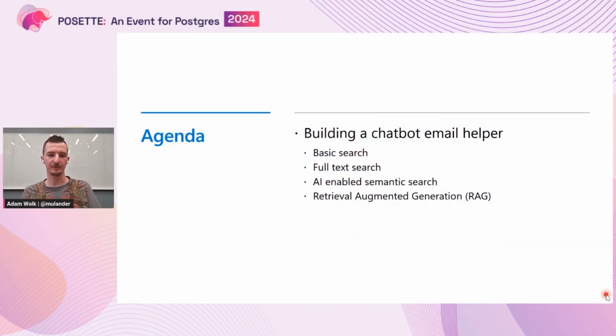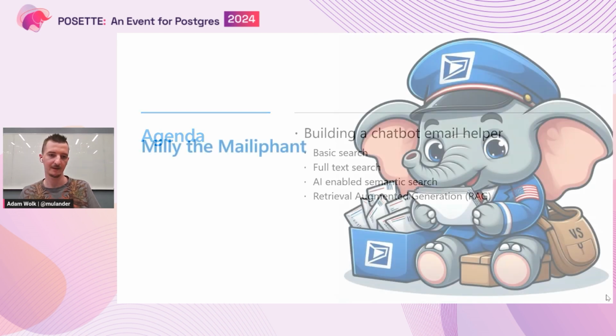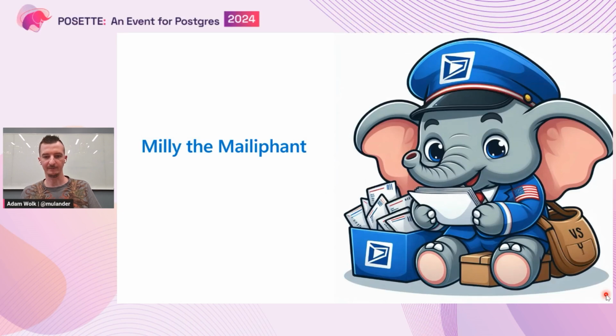We will be building a chatbot email helper, and we will start with basic search, go through full text search, then AI-enabled semantic search, and finally end up on Retrieval Augmented Generation, also short for RAG. Now meet Millie the Mailiphant.